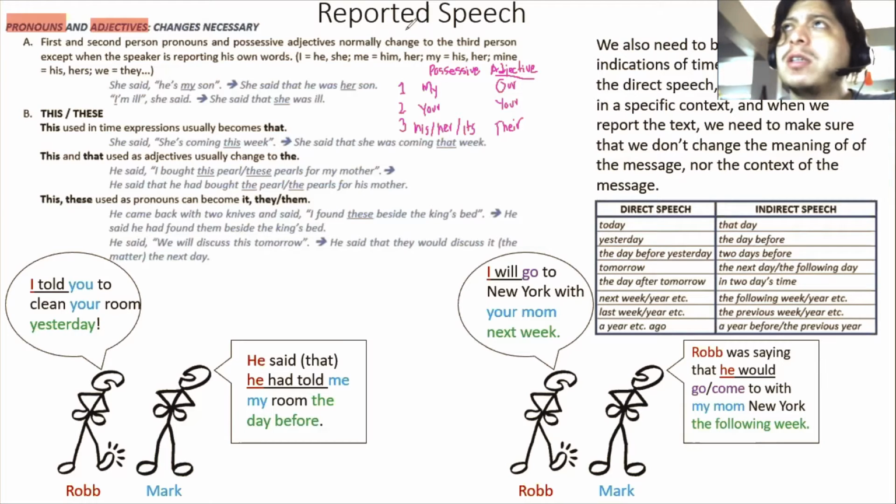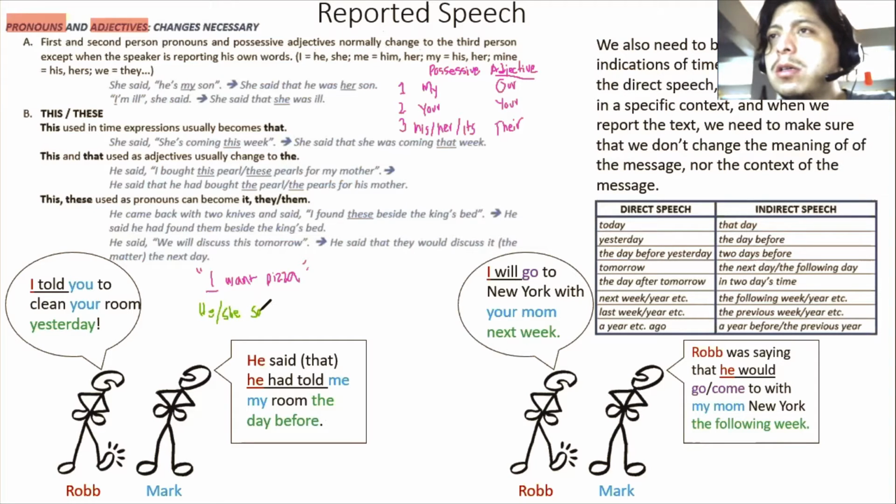So if a person says, for example, when somebody says, "I want pizza," this is the direct speech, okay? In this case, they are using I. Normally, when we report it, we say, he or she said that. And when you are using I, normally it changes to he or she. I don't know who this person is. If this person is Marco, I say, he said that he wanted pizza.